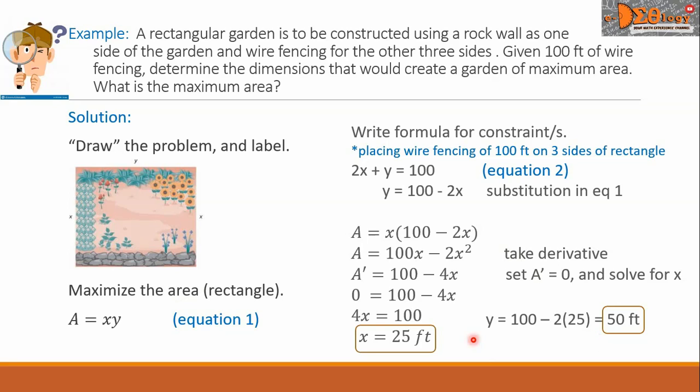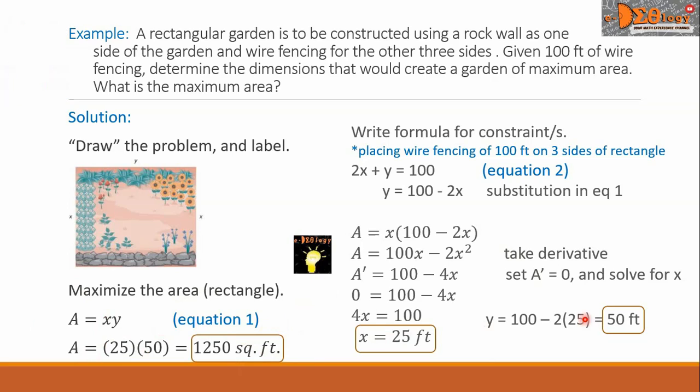Now, let us find the maximum area. Let us substitute the values of x and y into formula 1. So we have A equals 25 times 50, and this is equal to 1250. The unit of measurement is square feet. This is the maximum area. These are now the final answers.